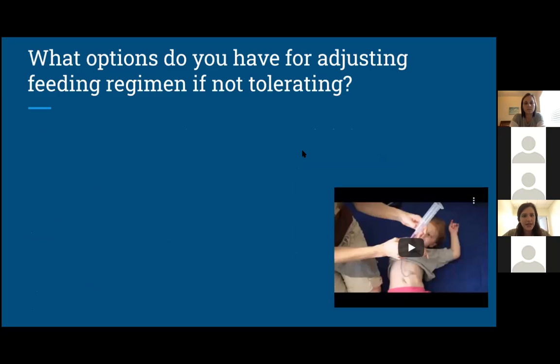And then, so what options, if your patient's coming in on home bolus feeds during the day, and they're having trouble vomiting their feeds, what are your options for getting this patient nutrition and hydration while they're in the hospital? How can you adjust things? Any thoughts?